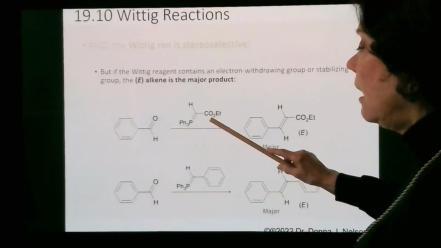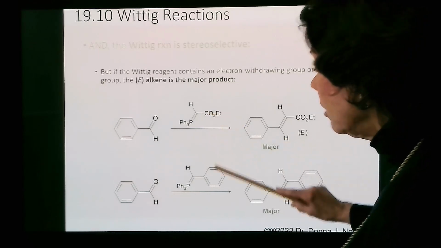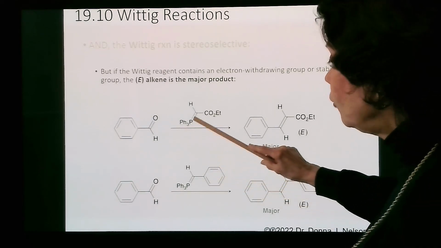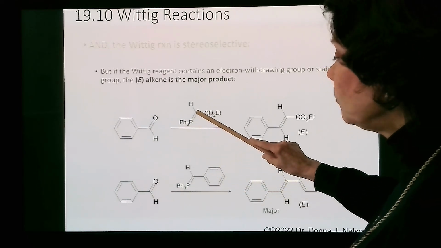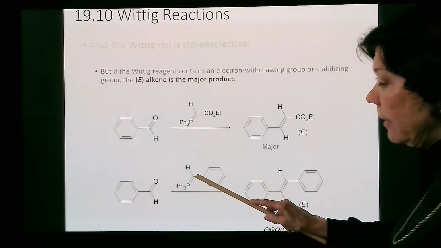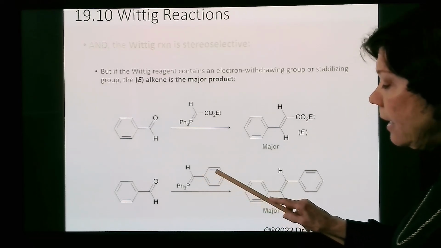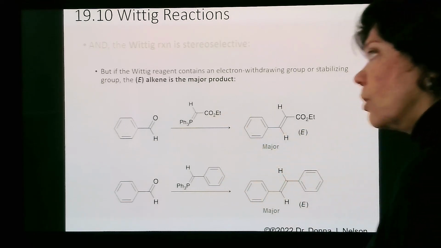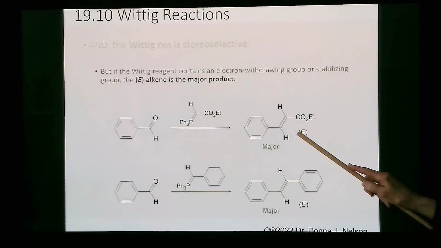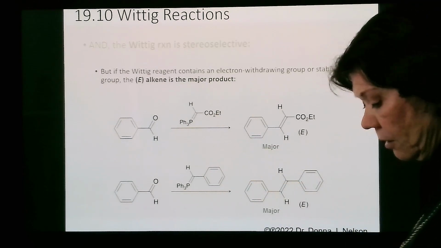Now you have a stabilizing group. This can stabilize a negative charge. Remember, in the ylid, this carbon is bearing a negative charge. In the other resonance structure, this carbon is bearing a negative charge. If that negative charge can be stabilized by an aromatic ring or by an electron withdrawing group, then you get the more stable product as the major product. So here the trans product, the E product, is the one that is preferred when you have a stabilizing group.